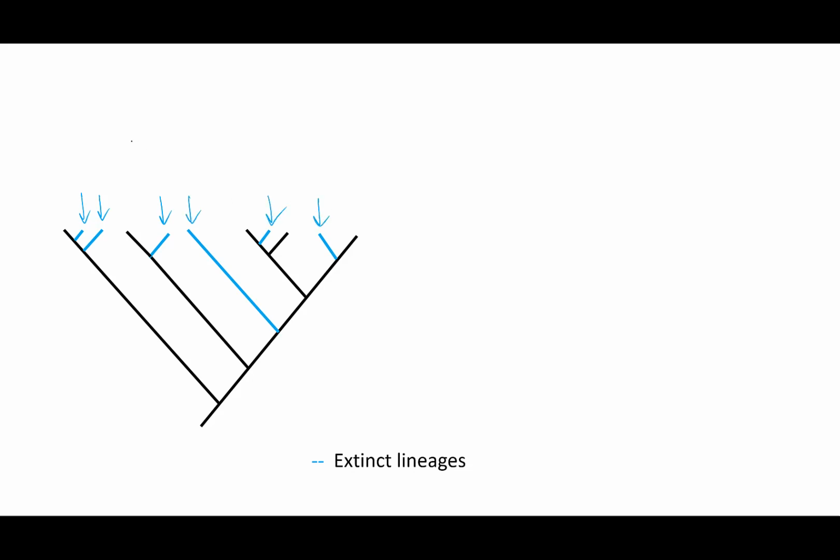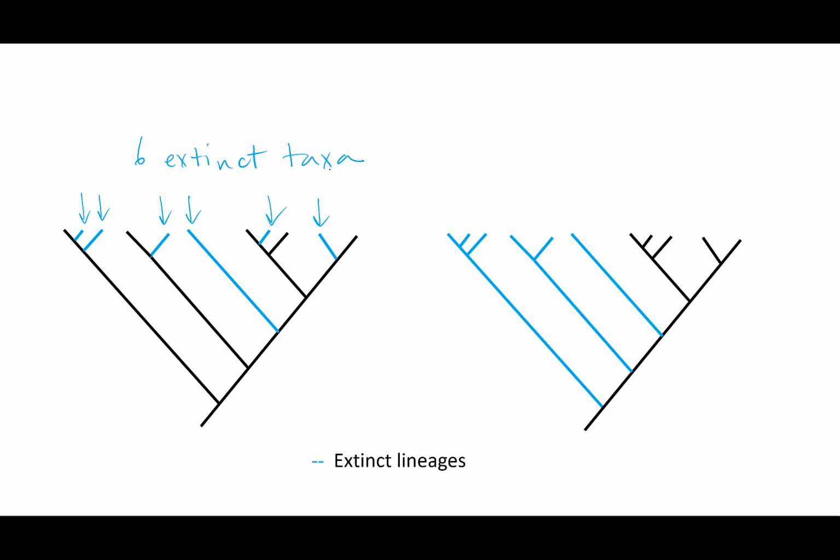Okay, and if you count these up, we have a total of 6 different extinctions. There are 6 extinct taxa, whatever those taxa might be. Now let's imagine that in a different universe, we have the same phylogeny, and we also have 6 taxa that have gone extinct. Just to count these up, 1, 2, 3, 4, 5, 6. This is also 6 extinct taxa.